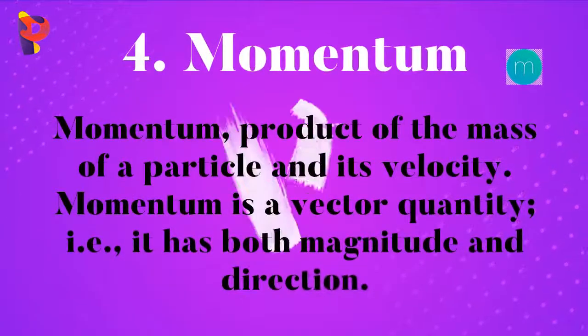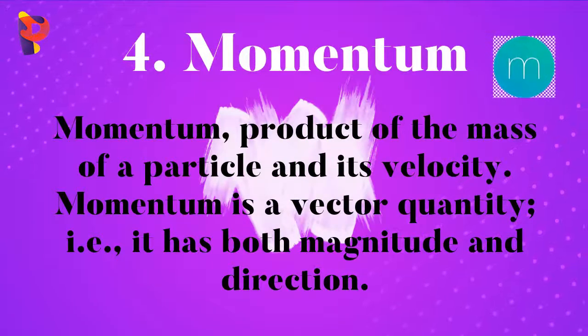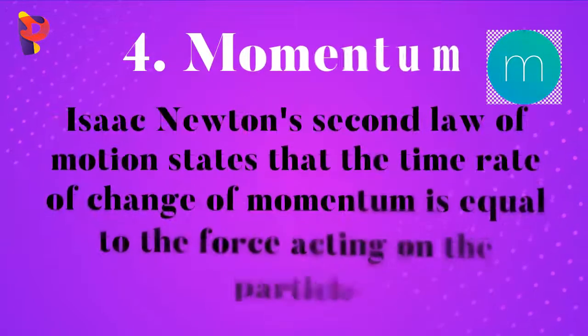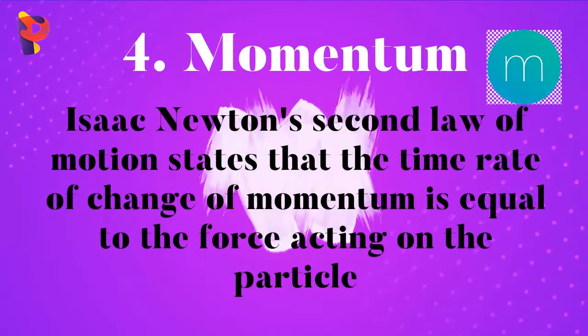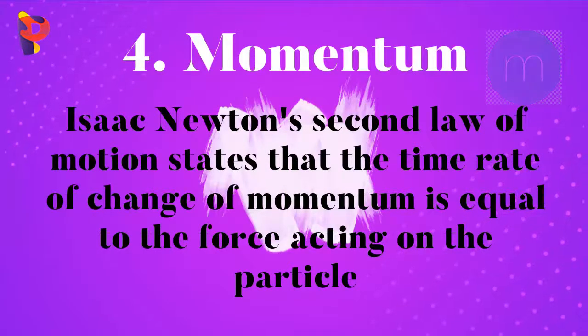Momentum. Momentum, product of the mass of a particle and its velocity. Momentum is a vector quantity, i.e., it has both magnitude and direction. Isaac Newton's second law of motion states that the time rate of change of momentum is equal to the force acting on the particle.